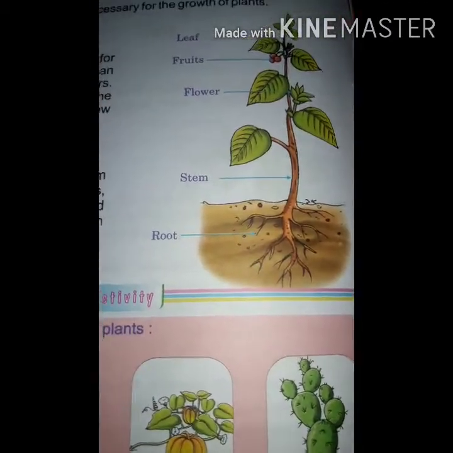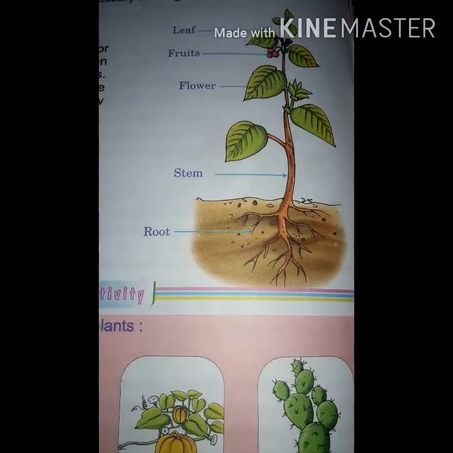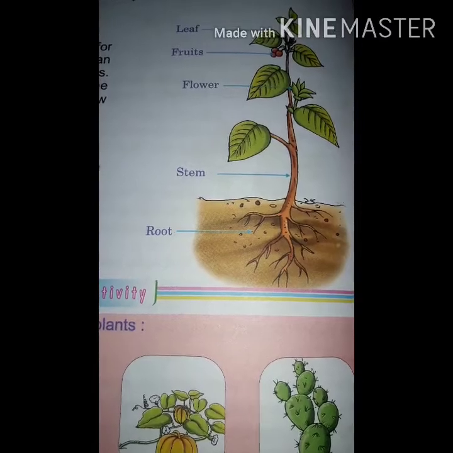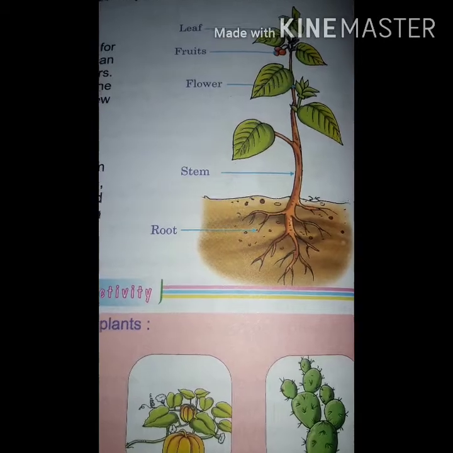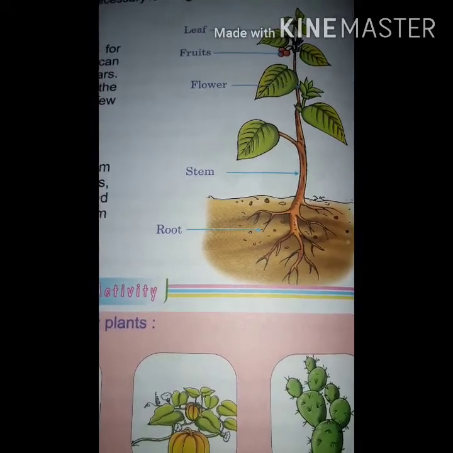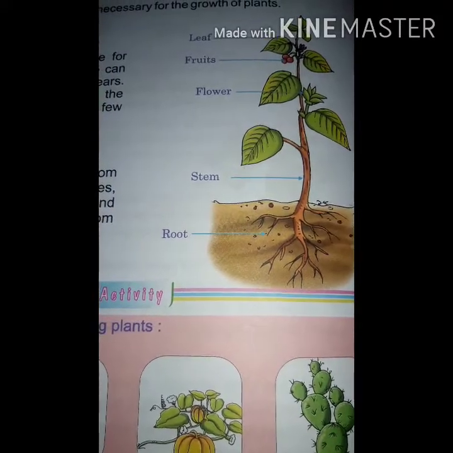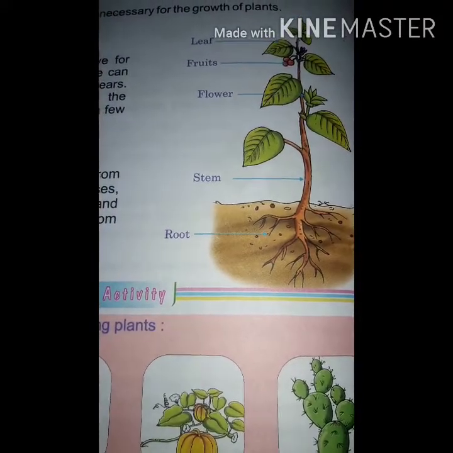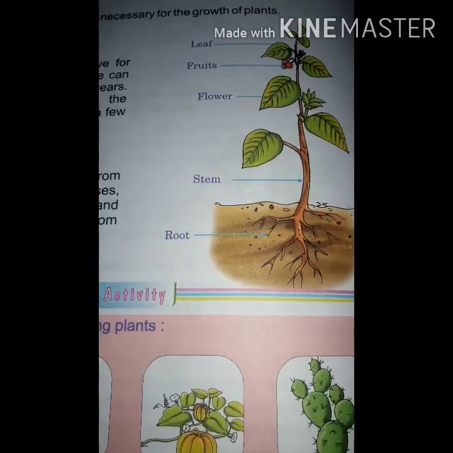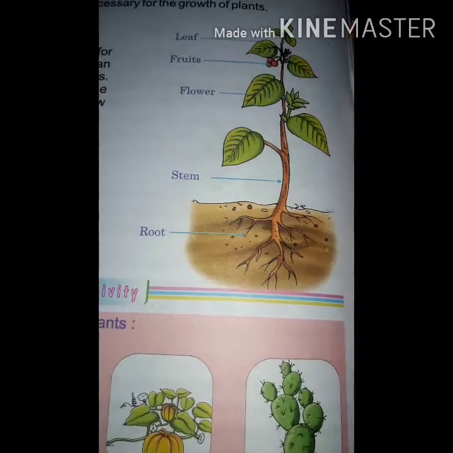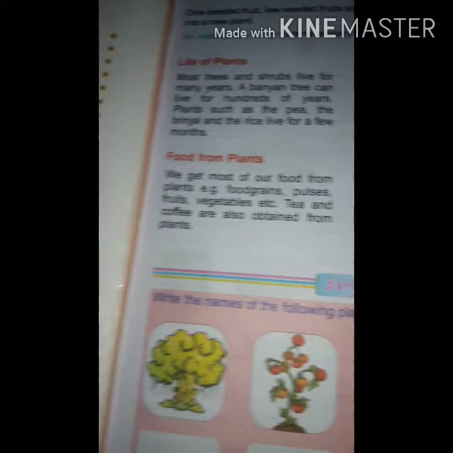In the picture you can see a clear picture of a plant in which the lower part is the root, which is below the ground. Then above the ground the first part begins from the stem, then leaves, flowers, fruits. By this picture you can know about the different parts of a plant.